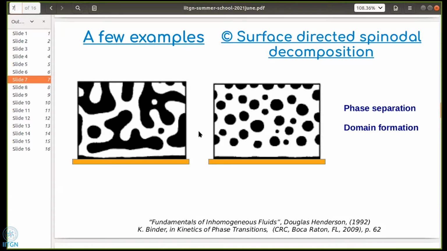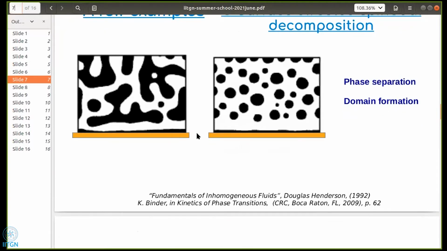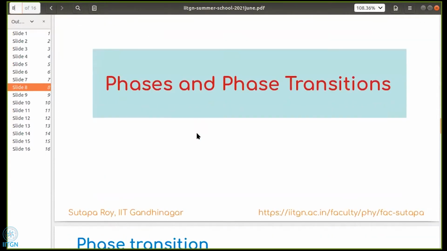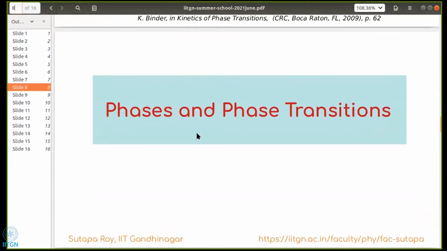All right, so next what we'll do today is basically, if you remember, I told you that all these confined fluids which we are going to talk about are going to be close to some kind of phase transition. So the fluids are mainly going to be close to the phase transition temperature. So the first thing which we will do now is to recap what we mean by phase transitions and phases.